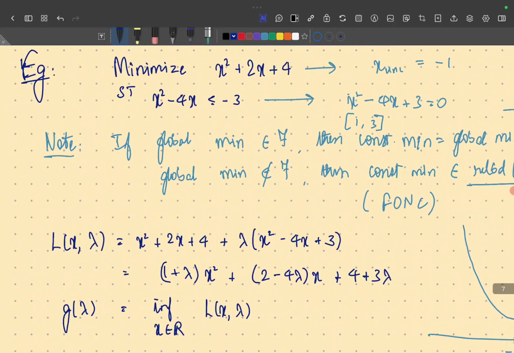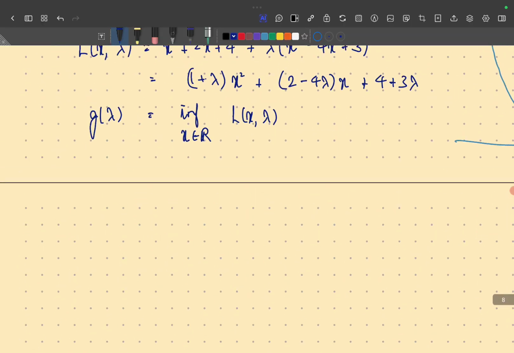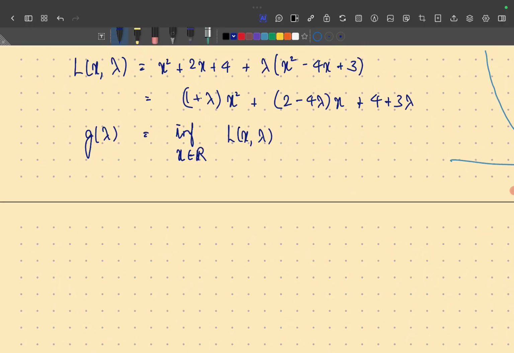Okay. But at the moment, we are just trying to investigate what the dual optimization problem looks like. Okay, great. So what is G of lambda going to be?